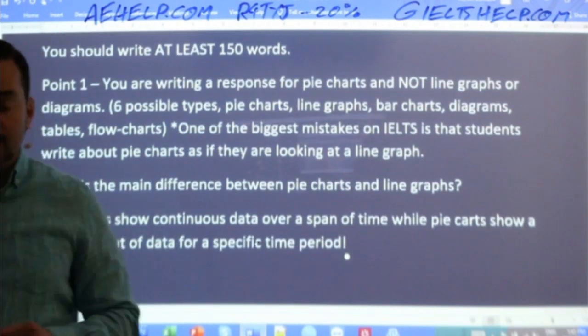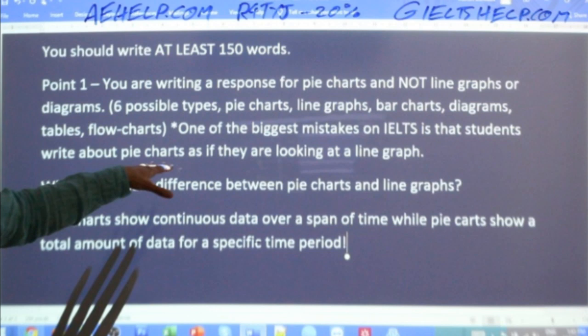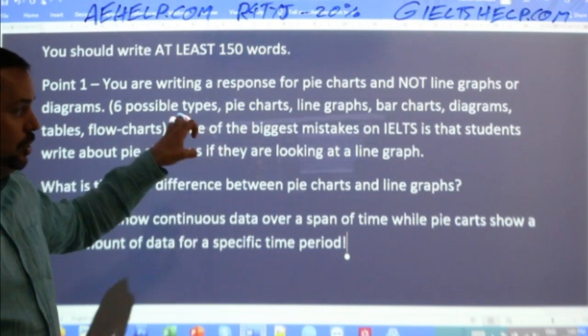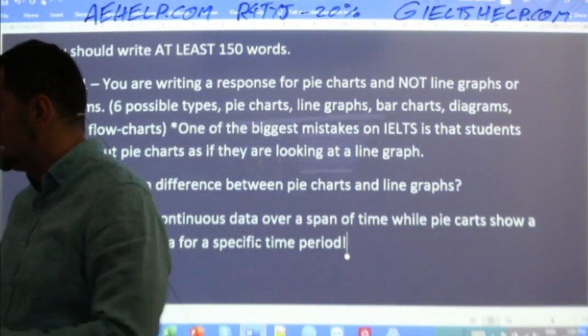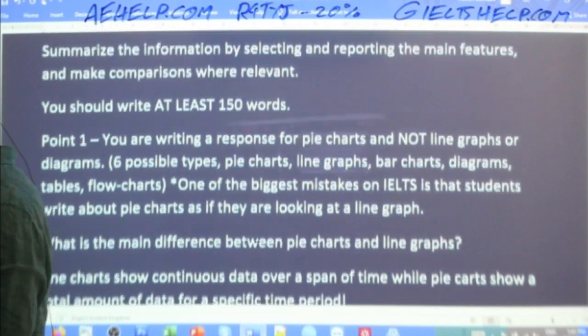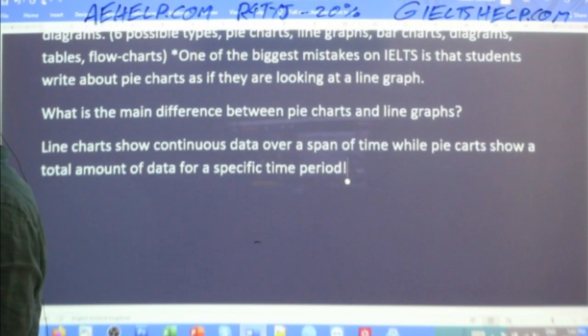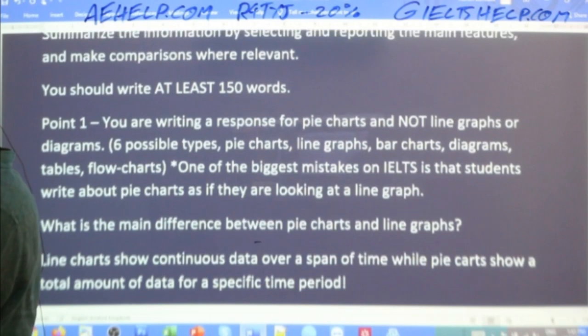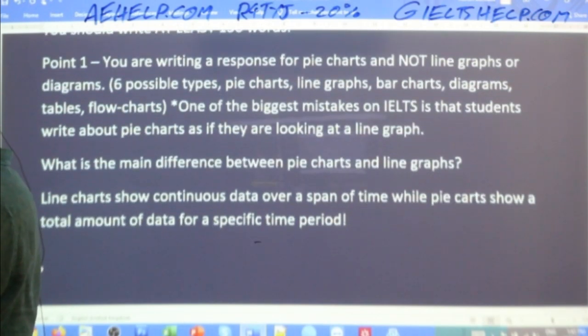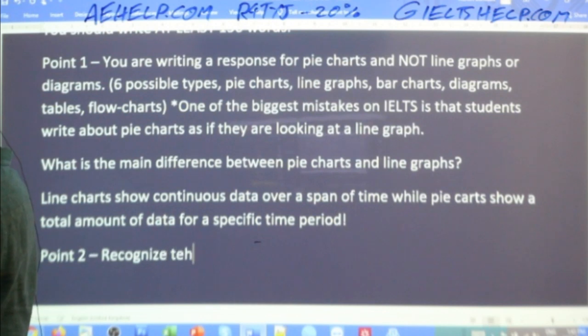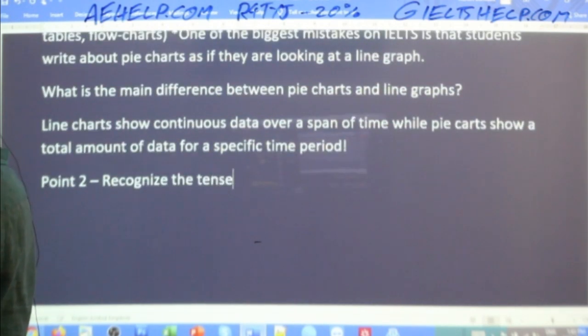So the first point, again, make sure you know what type of graph or chart you're writing for. Use the correct language, okay? The second point, okay, point number 2 is recognize the tense that you need to use in your response.